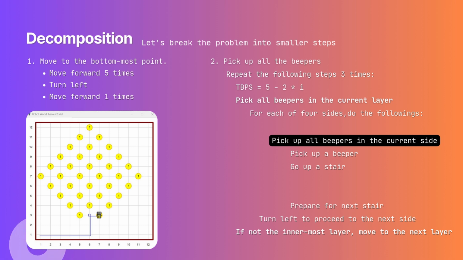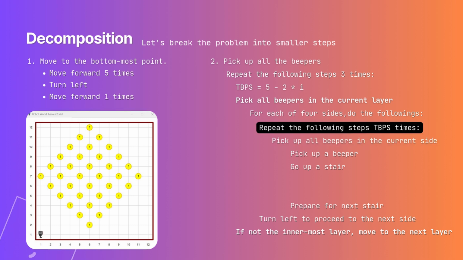Then, the robot prepares for the next stair by adjusting its position to pick up the next beeper in line. This process is repeated for each beeper along the side of the diamond, ensuring that all beepers in the current side are collected before moving on to the next side.